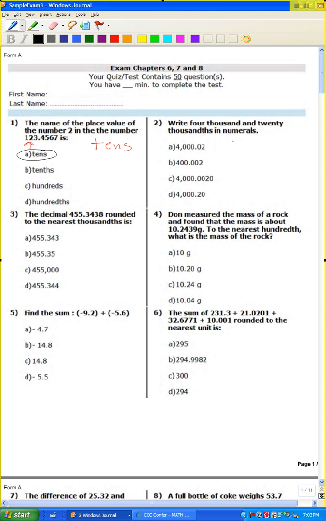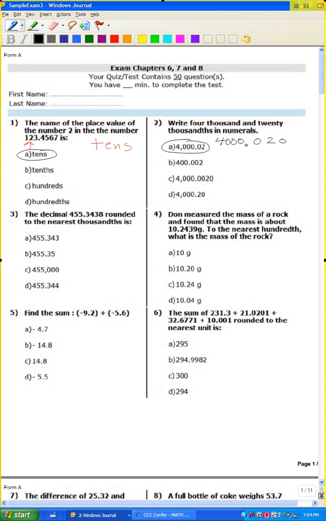Write 4,000 and 20 tenths, hundredths, thousandths in numerals. And so numerals. So this is 20 tenths, hundredths, thousandths. And so in this case, actually, I guess it is A. So that's 40 and 20 thousandths, the same as 40 and 2 hundredths.